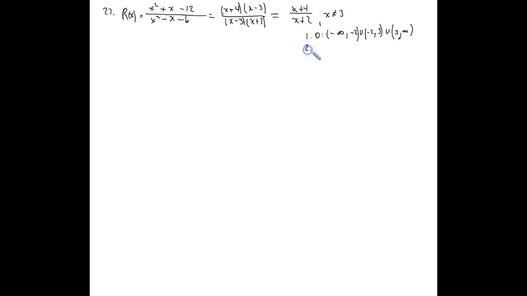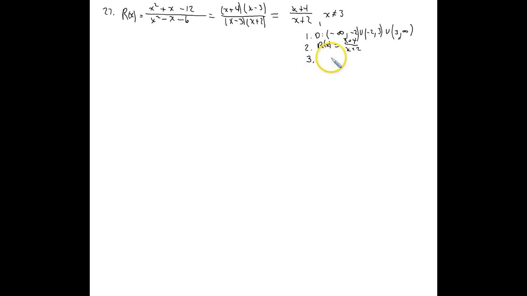Our second thing we do when we analyze these functions is write r in lowest terms. So we did that already. So r of x in lowest terms is equal to x plus 4 over x plus 2. Okay, and we did that.